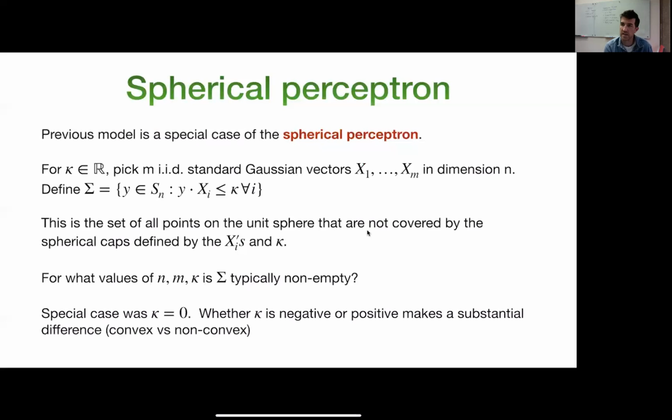Okay, and as I said, the special case was kappa equals 0, and kappa being negative or positive actually makes quite a big difference because it determines whether this sigma is a convex set or not. And so the techniques and our results really depend on this in the spherical perceptron case.